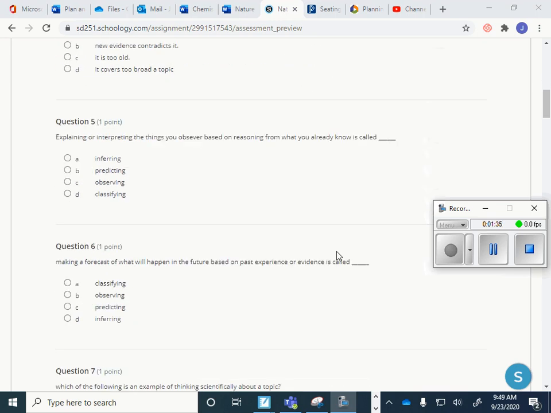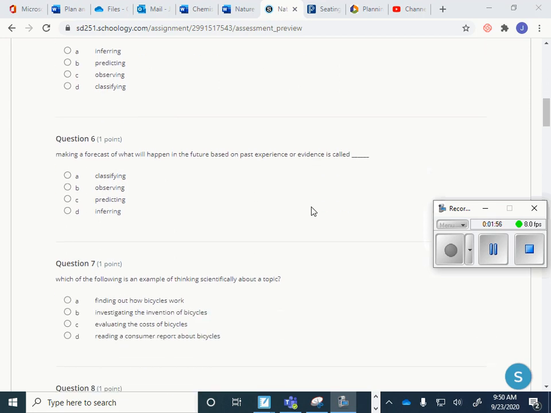Question 5. Explaining or interpreting the things you observe based on reasoning from what you already know is called either A, inferring, B, predicting, C, observing, or D, classifying. Question 6. Making a forecast of what will happen in the future based on past experience or evidence is called either A, classifying, B, observing, C, predicting, D, inferring.